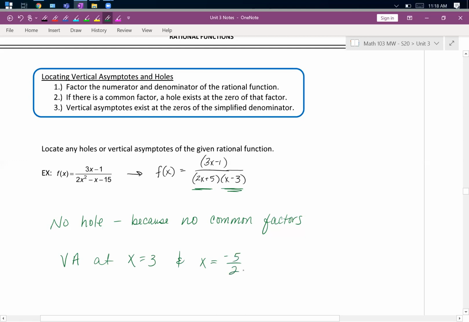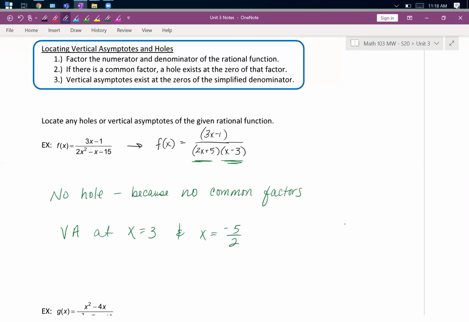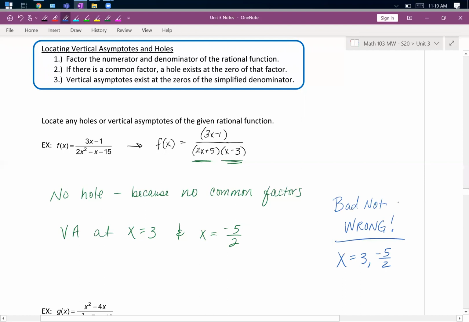And that's it. Now, I want to comment about notation. Asymptotes are lines. So we are writing equations of lines. If you have multiple vertical asymptotes like we did here, I will not accept x equals 3 comma -5/2. We are writing equations of lines. Vertical lines are always written x equals a number. You got to write that x equals every single time.